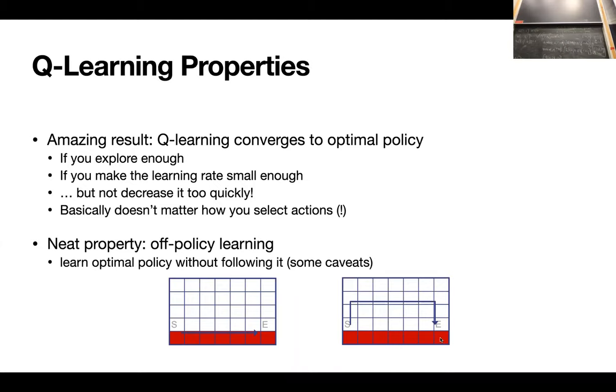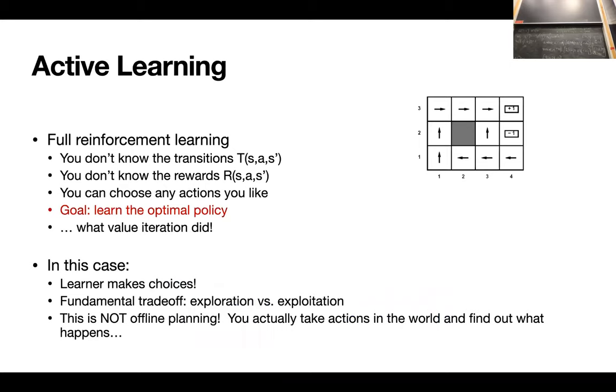Any other questions? Okay, and this fits very nicely because it brings us to the idea of active learning. So far we had a fixed policy. We were operating under the assumption that we had a fixed set of actions that we take. We were just learning T and R, but now we don't even have a policy anymore. We have to learn to make choices.